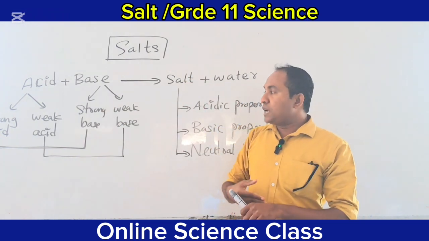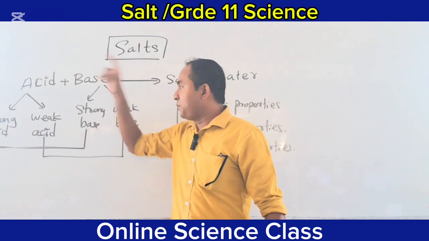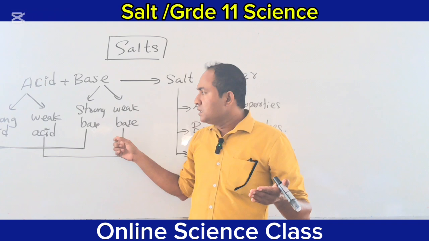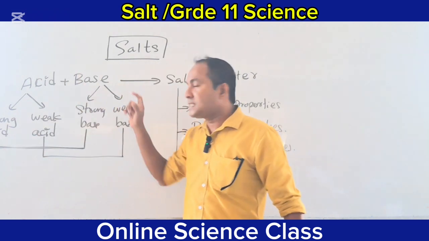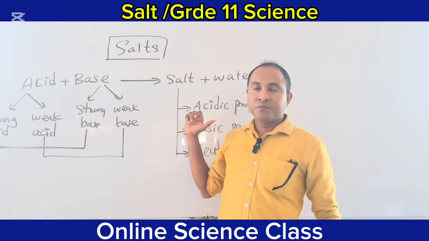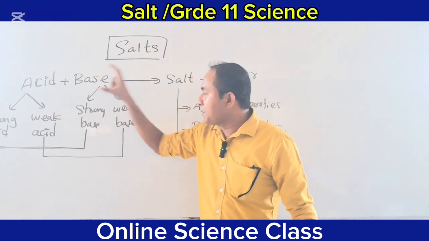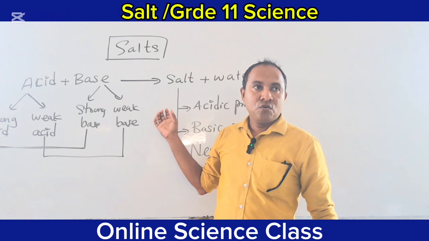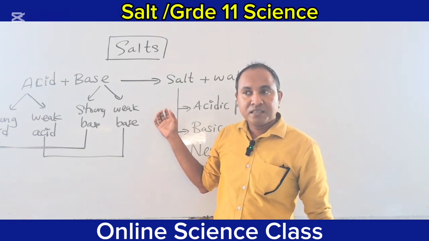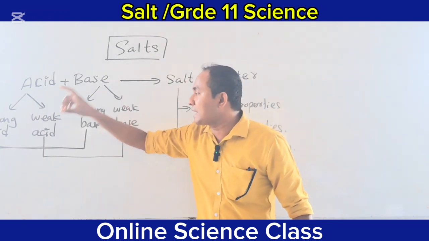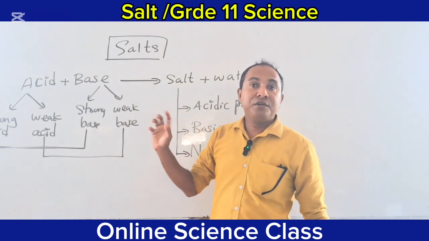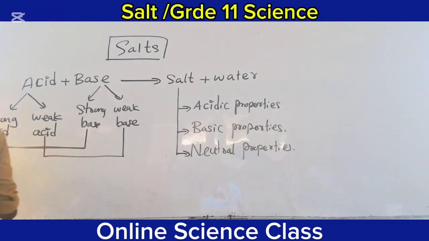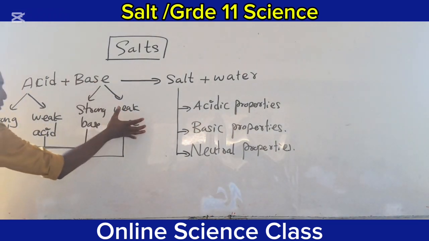Right. Salt can be made by strong acid reacting with strong base. What are the properties of the salt formed by strong acid and strong base? Neutral properties. And also salt can be prepared by reacting weak acid with weak base. What are the properties of that salt? Neutral properties.